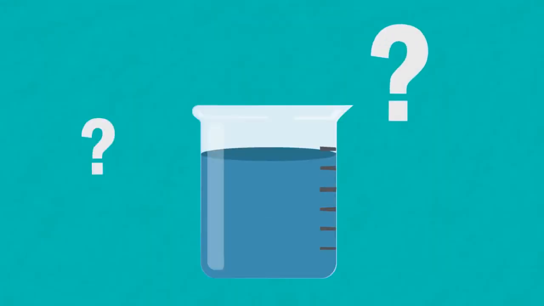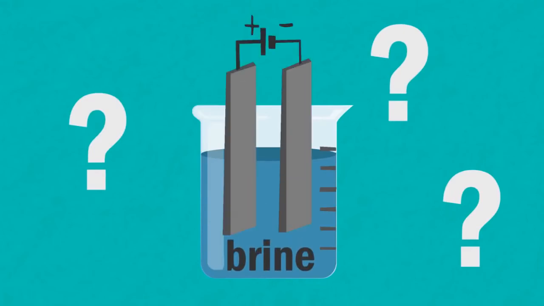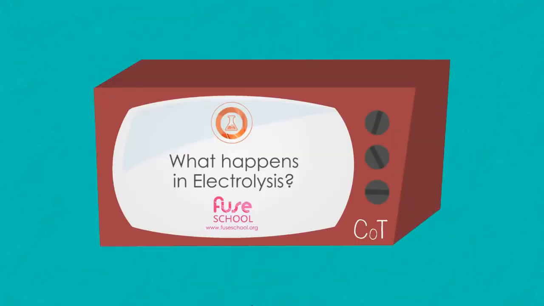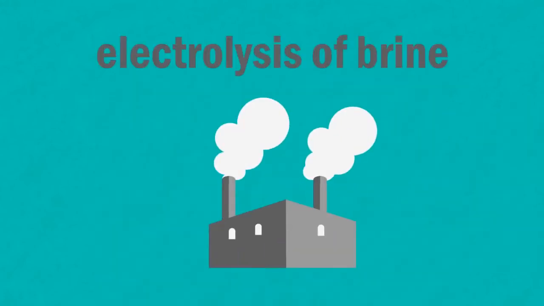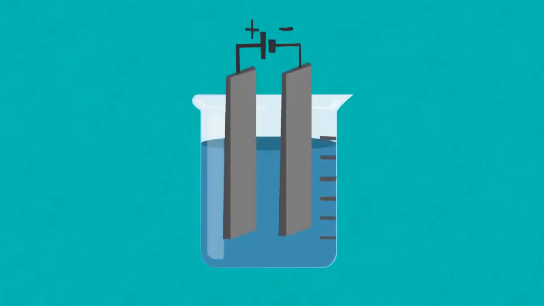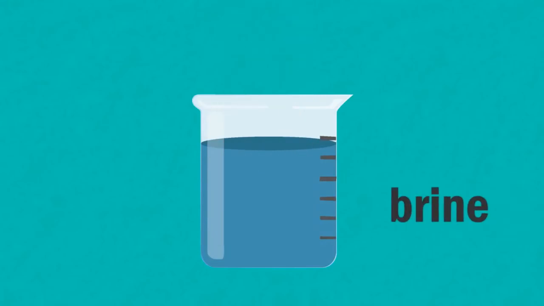This lesson looks at what happens when brine undergoes electrolysis. You may need to look at our lesson What Happens in Electrolysis before going any further. The electrolysis of brine is an industrial process which is carried out on a large scale, but we can look at the process on a smaller scale in the laboratory. Brine is a saturated solution of sodium chloride.